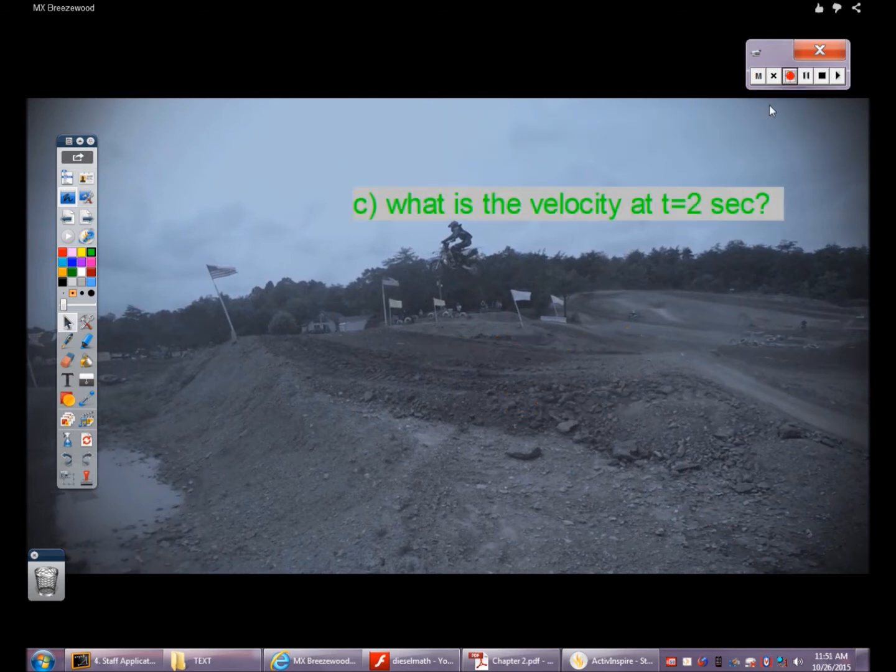Question C, what is the velocity at 2 seconds? So I've already gone past the maximum, and now I'm on my way back down. So I'm going to plug this into the velocity equation, v of 2, and I'll calculate and get negative 26 meters per second. Notice I get a negative answer here. That's because I'm coming down towards the ground.